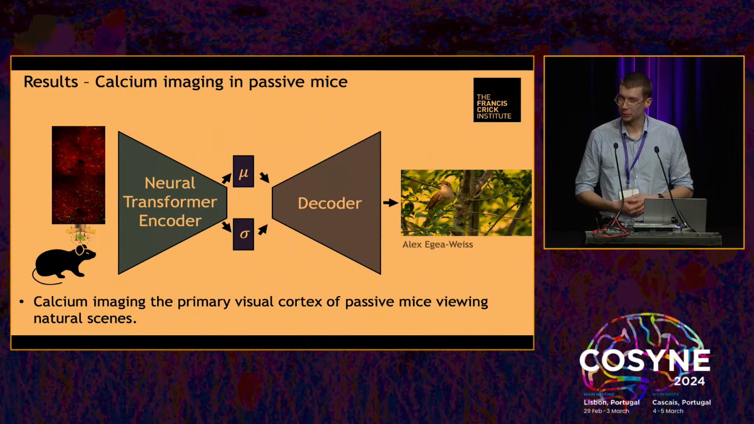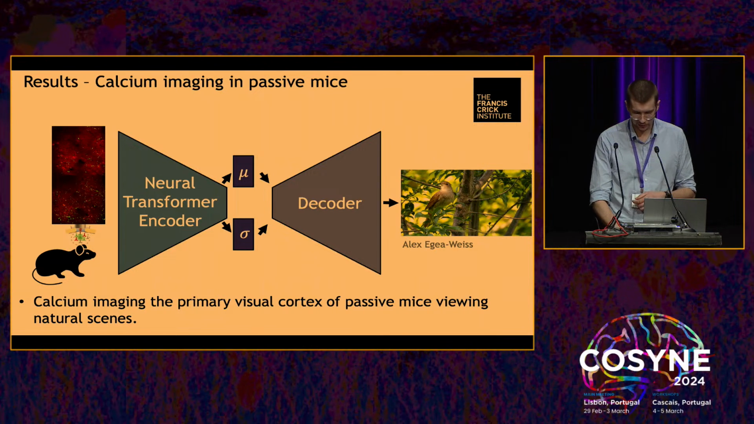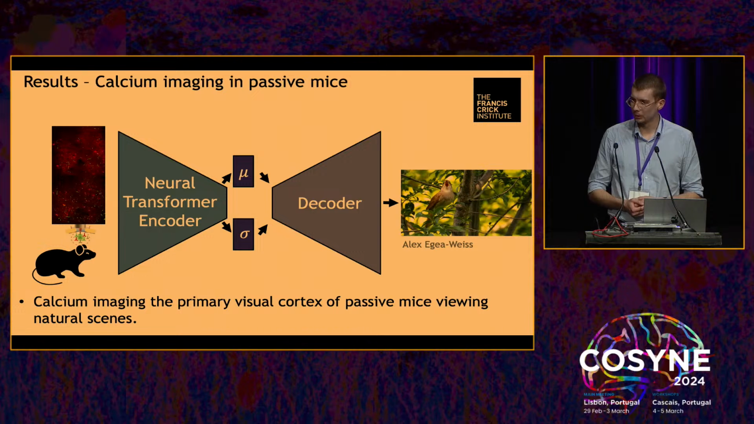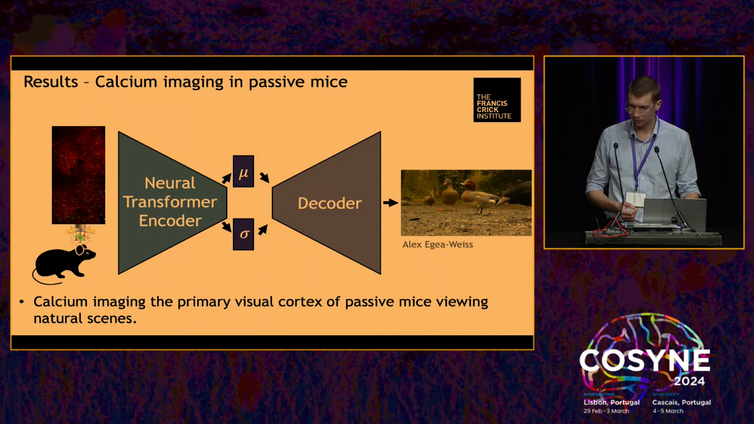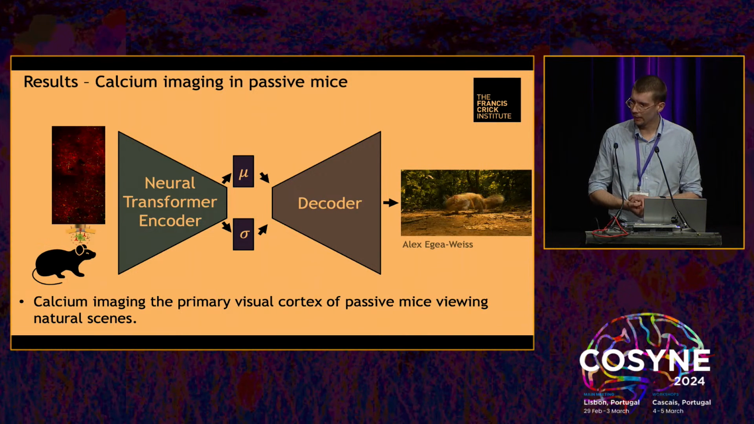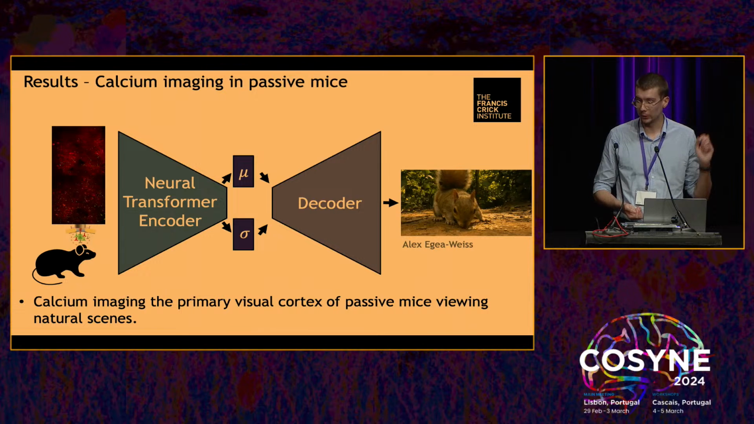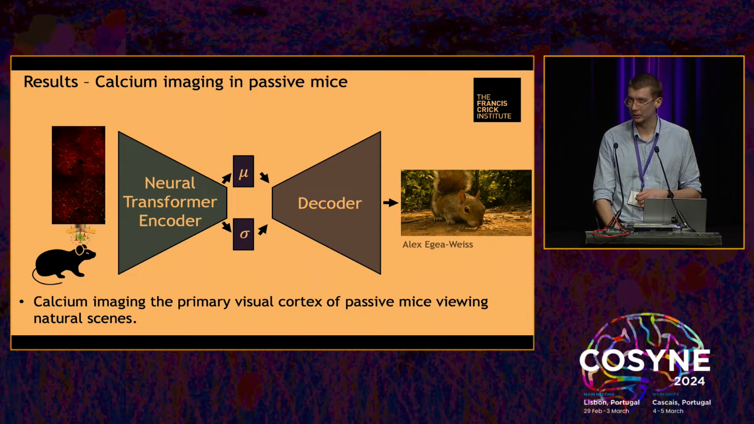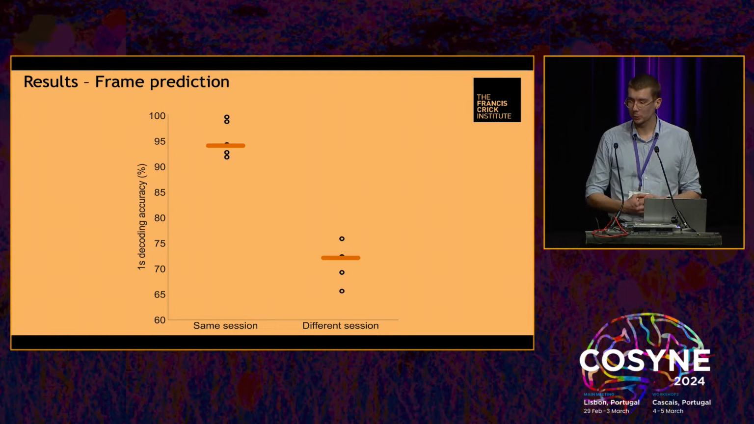And the last thing I wanted to talk about was this calcium imaging data that my colleague Alex recorded. The mice are presented with this film on the right, and he recorded from the visual cortex. And we do two things here. We do prediction of the frame ID first. So that's what we obtain.